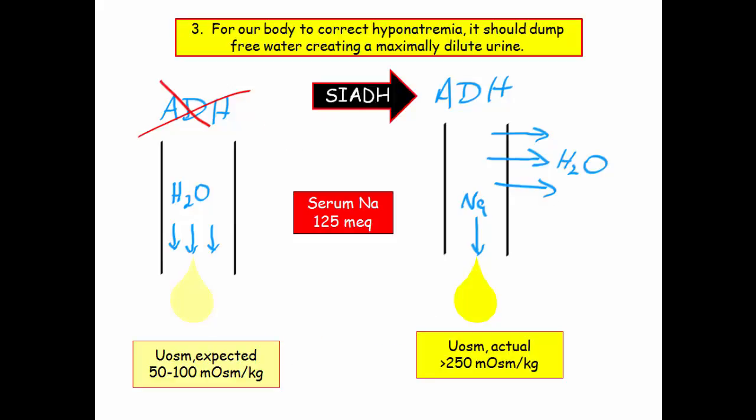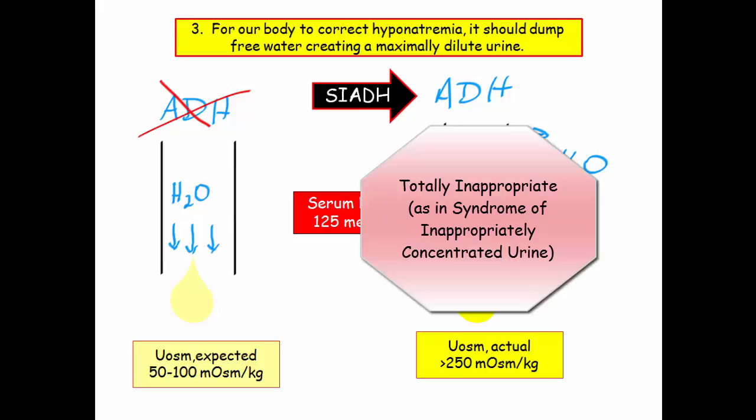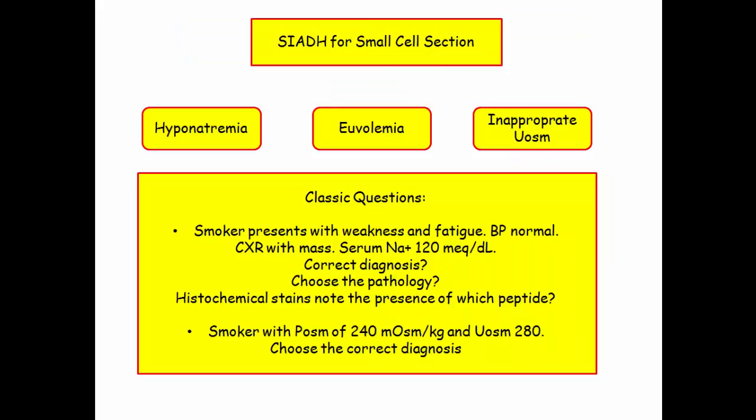In this syndrome of inappropriate ADH release, in spite of normal volume and the low sodium, the kidney is avidly holding on to water and perpetuating the hyponatremia. This is inappropriate and very naughty. The urine osms are inappropriately elevated or concentrated. That's very dumb. And that's a quick tour of SIADH for small cell carcinoma. Hyponatremia, euvolemia, and inappropriately concentrated urine characterized by a high urine osm.